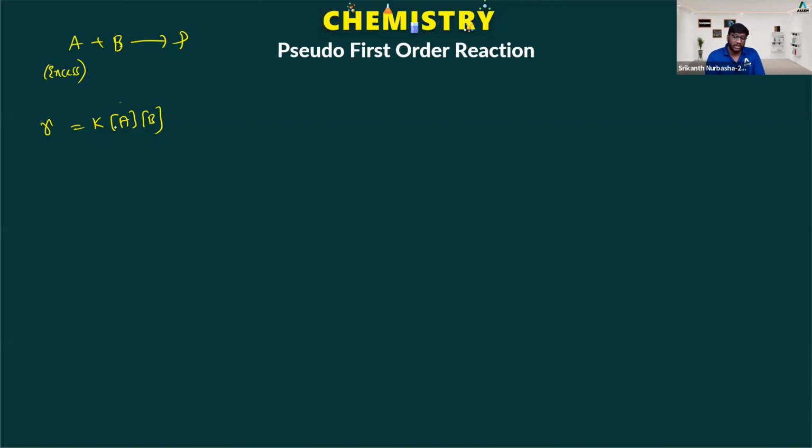Concentration of A is not changing, means concentration of A is constant, so can I say R is equal to some constant K1 into concentration of B. So R is equal to some constant K dash into concentration of B. So in this reaction, what is the molecularity?